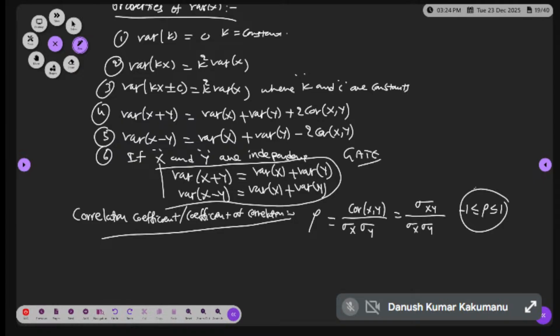Now tell me, in which case does rho become 0? If x and y are independent, yes or no? If x and y are independent, what is the covariance? 0. If x and y are independent, covariance is 0, rho also 0. That is about the correlation coefficient. These are the different properties we have.